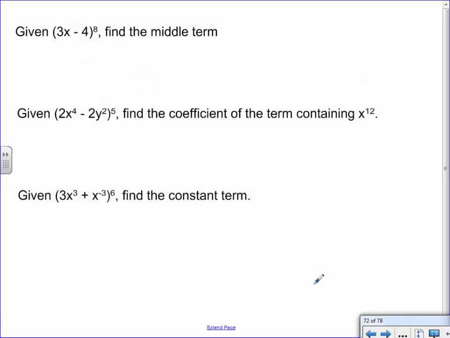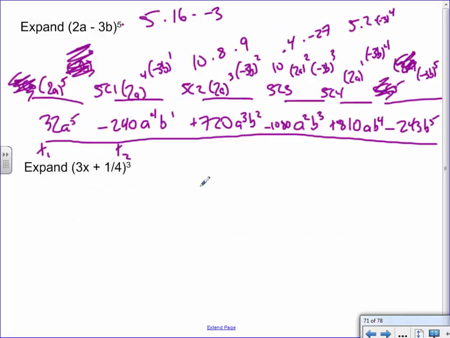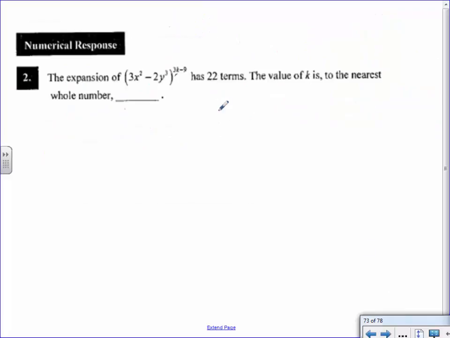Yes, good. Go back here. You guys have the right idea. When there was 5 right here, because you have to count term 0, it was actually 6 terms. So if I tell you there's 22 terms, it means that this exponent was 21. Well, then all you've got to do is 3k minus 9 equals 21.